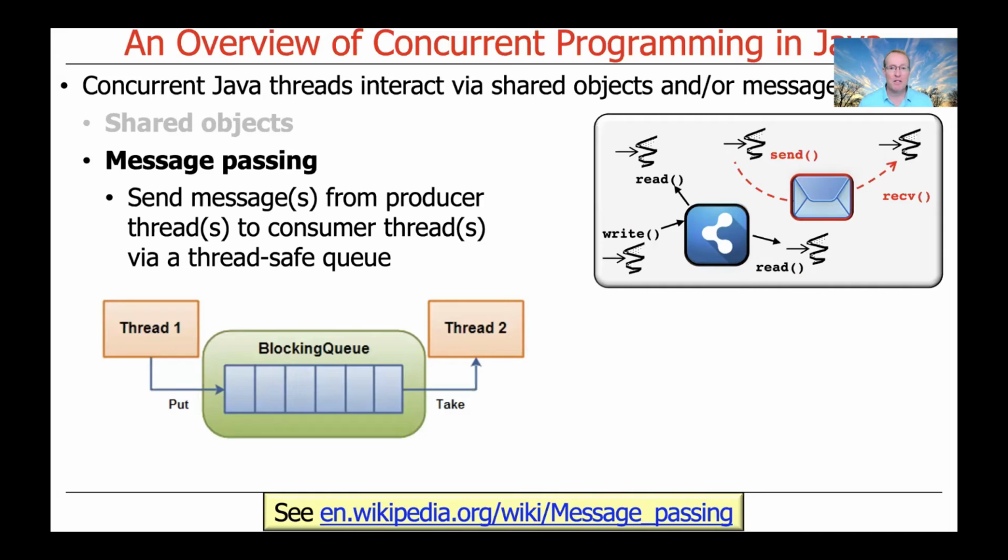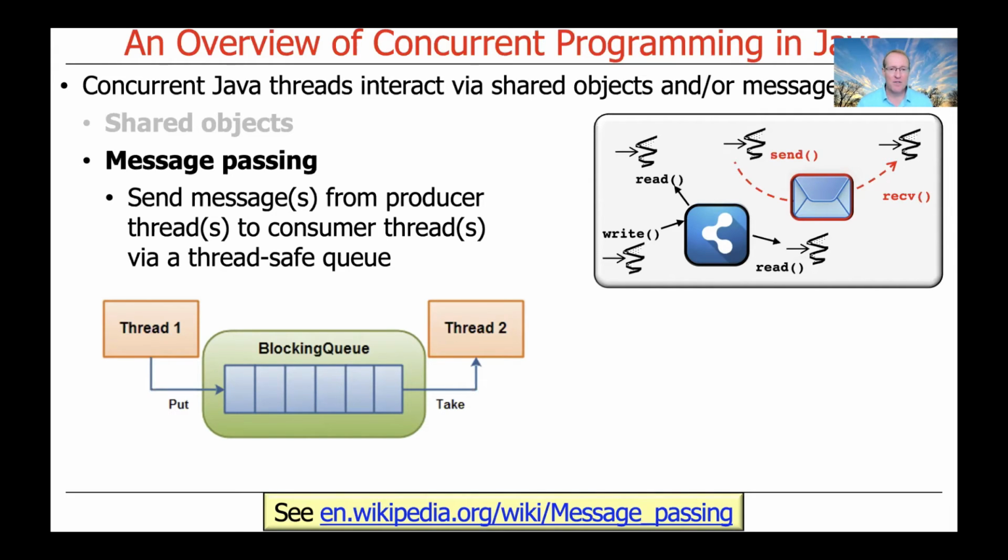The second paradigm is message passing, and that is a bit higher level abstraction that works by sending one or more messages from one or more producer threads, things that generate or supply data or objects or messages, to one or more consumer threads. And the way this works is by something called a thread-safe queue.